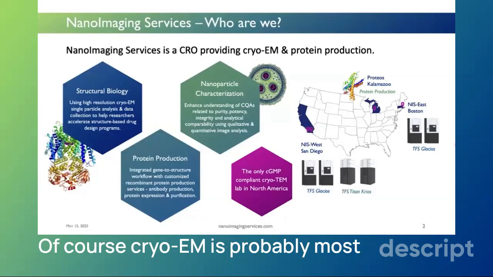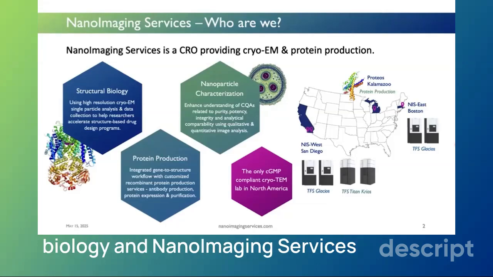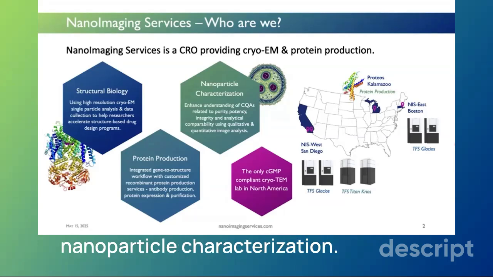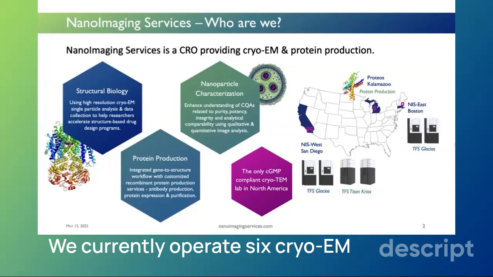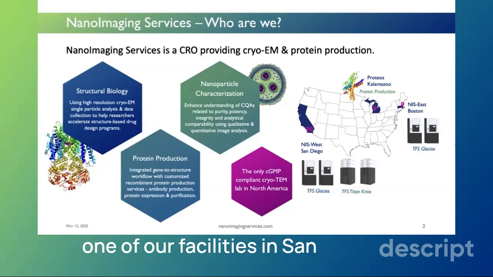Of course, cryo-EM is probably most well known these days as a very powerful technique in structural biology, and Nanoimaging Services has extensive experience in determining protein structures. However, our company actually began as a characterization service, and we have almost 2 decades of experience in nanoparticle characterization. We currently operate 6 cryo-EM instruments across facilities in San Diego and Boston, and one of our facilities in Boston is GMP compliant.